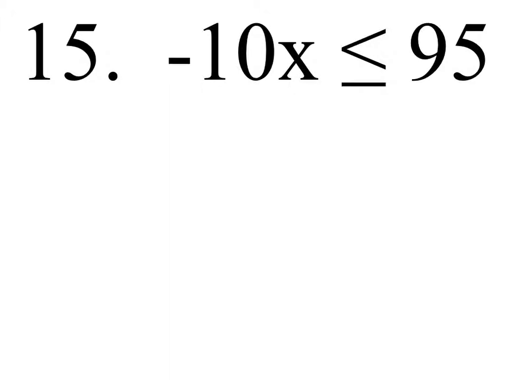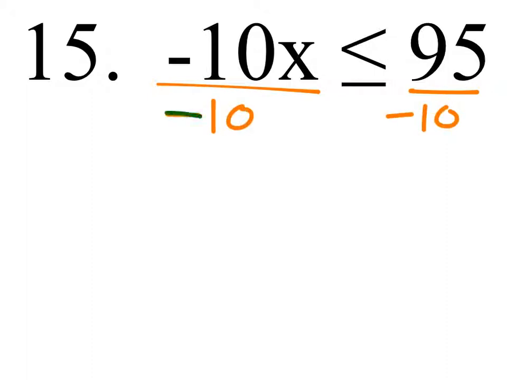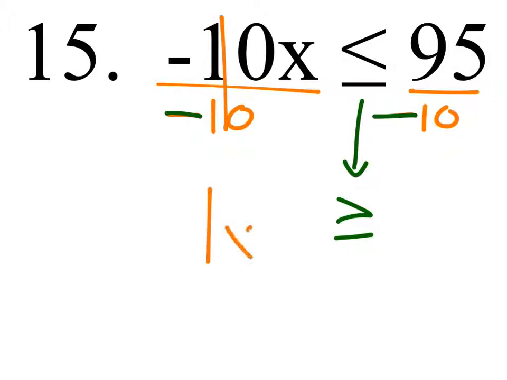This one is going to work the same way. So I'm going to divide both sides of this inequality by negative 10. Since I divided by a negative, I'm going to flip the inequality. So it was less than or equal to, now it's greater than or equal to. And negative 10 divided by negative 10 is 1, so 1x. 95 divided by negative 10 would be negative 9.5. If you wanted the fraction, that's fine. But I'm going to stay with the decimal on this one and make that a phantom 1.